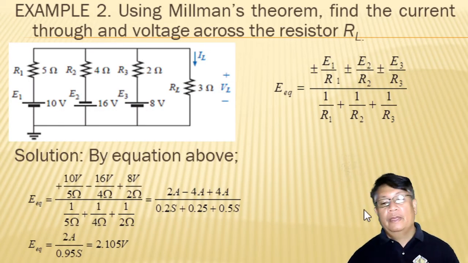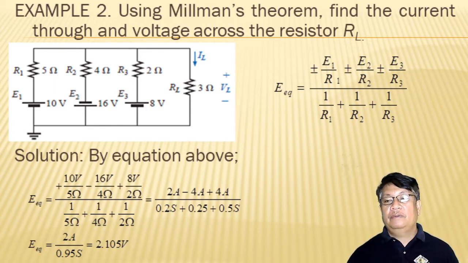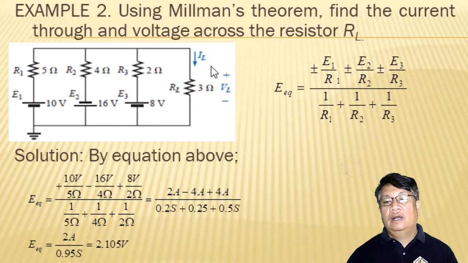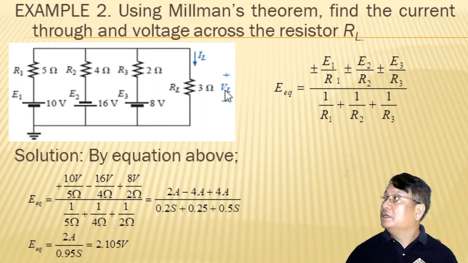Having this example number 2, using Millman's theorem, find the current through and the voltage across the resistor R sub L. As you can see here, we have these three voltage sources, E sub 1, E sub 2, and E sub 3, with 10 volts, 16 volts, and 8 volts respectively. Then we also have the internal resistances of 5 ohms, 4 ohms, and 2 ohms respectively. Our load resistance is 3 ohms. Our problem here is to solve for I sub L and V sub L.